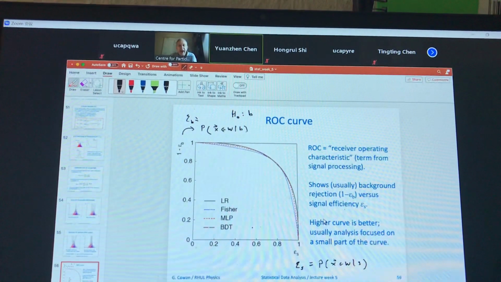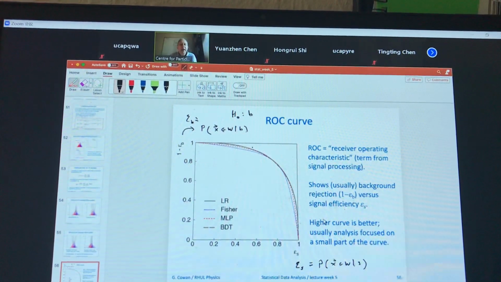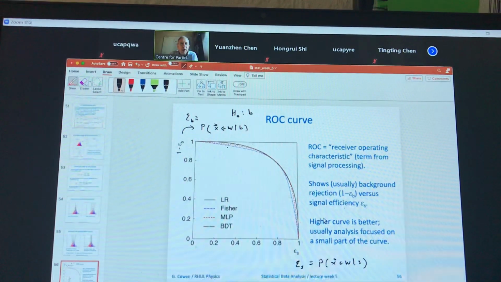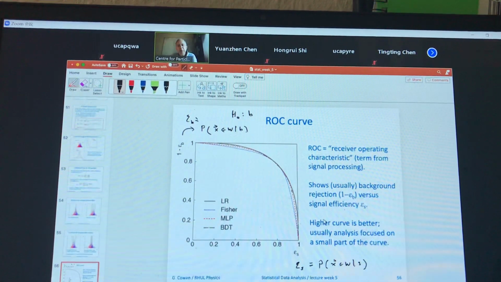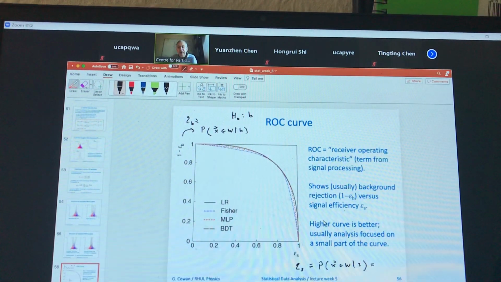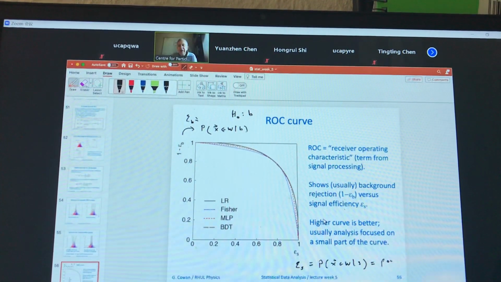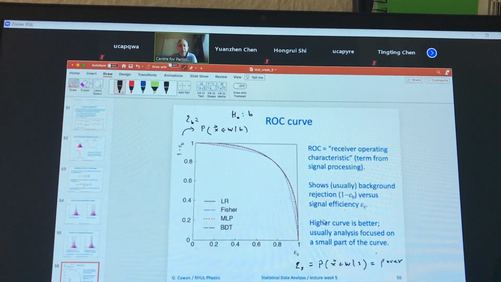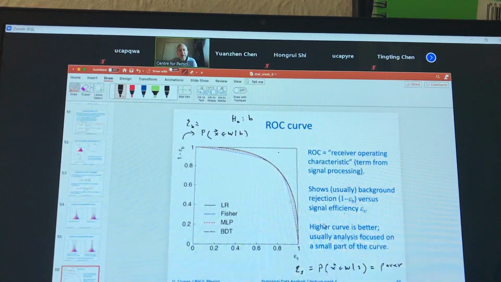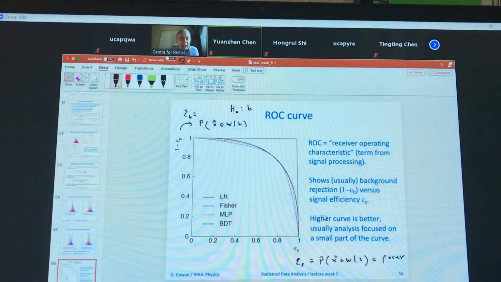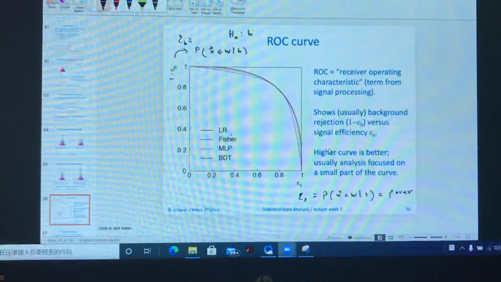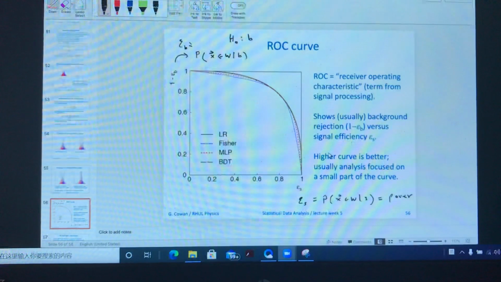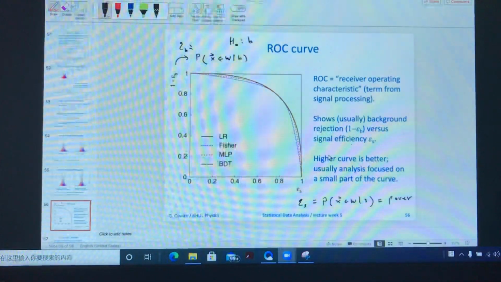Now what you want is to have the size of the test be as small as possible. So you want 1 minus epsilon b to be as high as possible. And you want the power of the test, which is the signal efficiency, also to be as high as possible. So the best curve for a test is going to be as far to the upper right as possible. And you can see indeed that the bounding curve on the upper right is the likelihood ratio. Everything else is inside that, to the lower left of it.